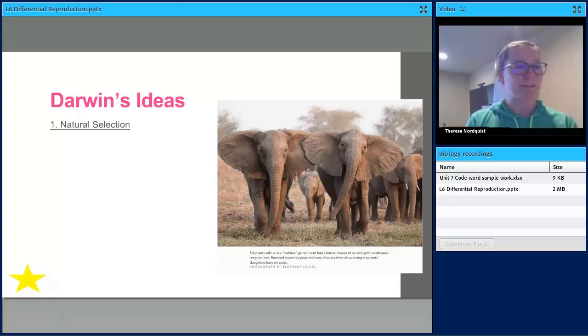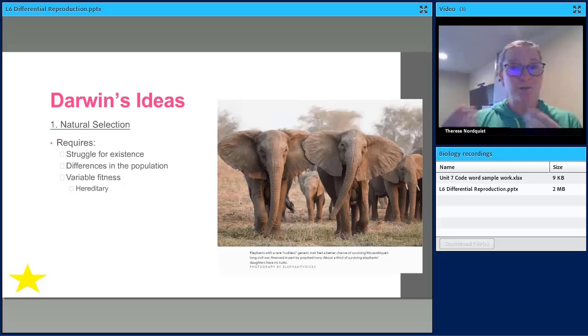Hopefully this is all review, but natural selection is a mechanism of how evolution occurs, how organisms change through time. For it to work, there needs to first be a struggle for existence. So not all organisms get to survive and reproduce. There has to be differences in the population, so not all organisms look exactly the same or have the exact same characteristics. There's got to be something different about them. And that difference gives them variable fitness, so a variable ability to survive and reproduce. And that difference needs to be hereditary, meaning that they can pass it on.